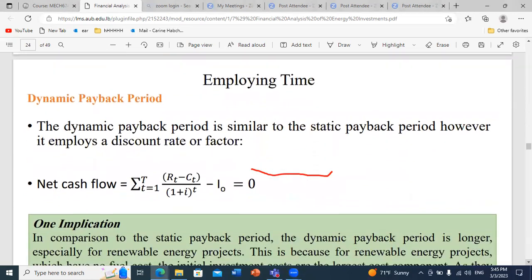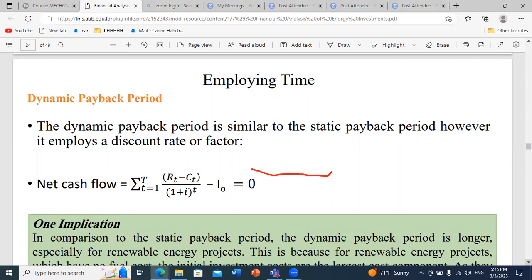Now, how to calculate the dynamic payback period? When we take into account time, of course, the payback period will change, and the dynamic payback period is always larger than the static payback period, because we know that with time we have a reduction of value of money, and because of this, the payback period will be larger in case we consider time. The dynamic payback period will always be larger than the static payback period.